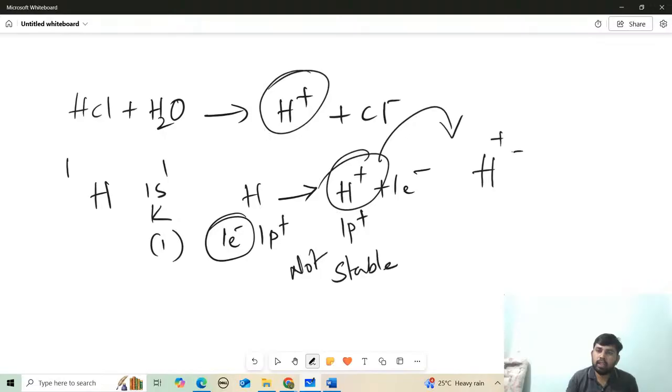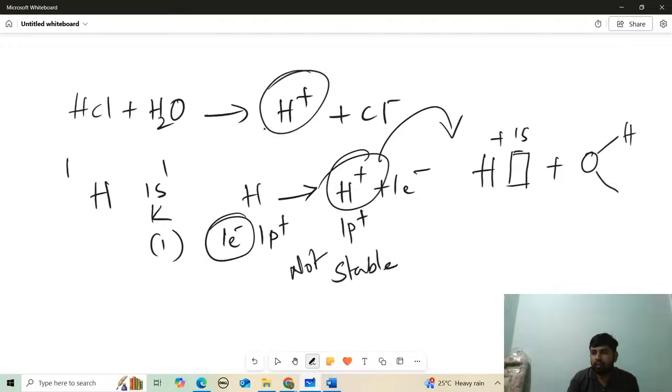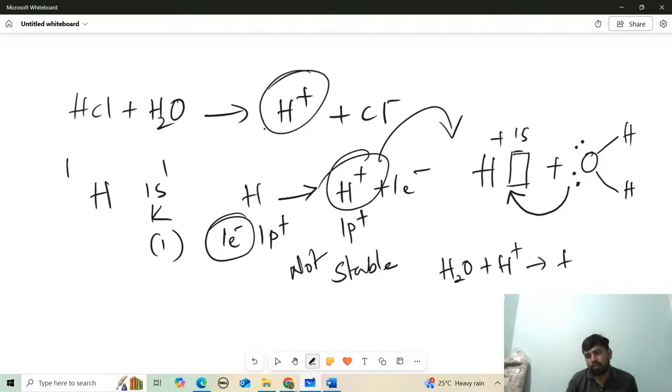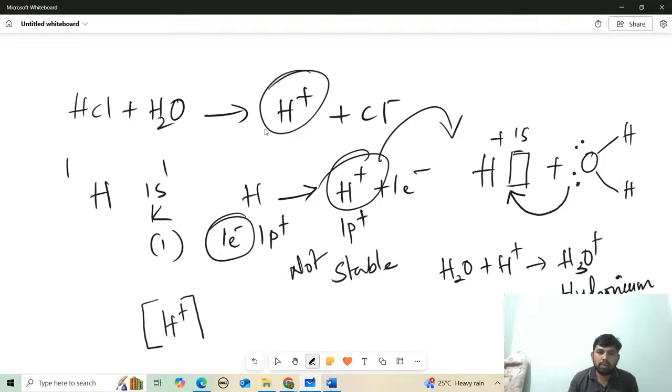That's why, with H plus there is an empty 1s orbital, which requires two electrons, and that can be fulfilled by water. You know very well that water is made up of two hydrogens and has two lone pairs. A lone pair is given to the empty orbital, so H2O plus H plus forms H3O plus. This is called the hydronium ion. That's why whenever we write H plus, we are writing it in brackets, and the bracket represents that it is not stable.